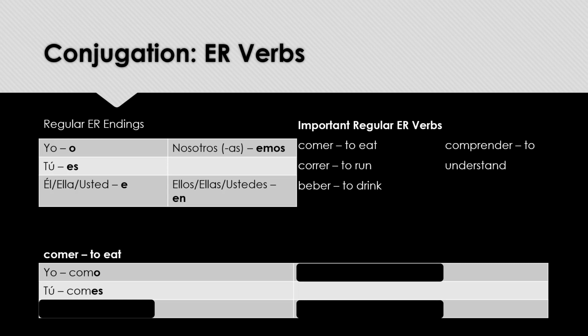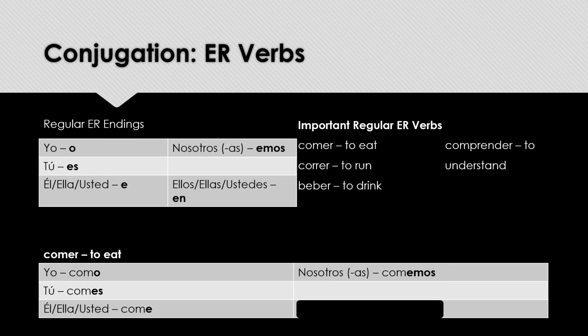Él, ella, usted, or he, she, and you formal is an E, creating come. The nosotros or we form creates comemos. And the ellos, ellas, ustedes form, or they, creates comen.